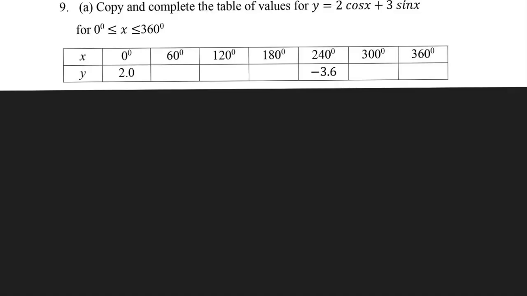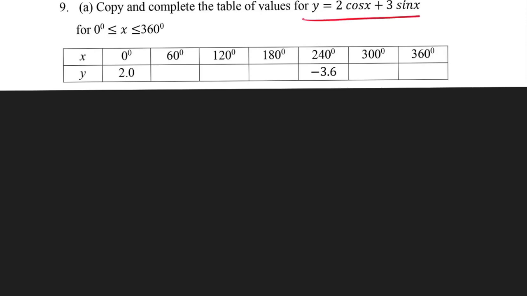All right, question 9a. The question says copy and complete the table of values for y equals 2 cos x plus 3 sine x. For the value of x, it ranges from 0 to 360 degrees. Of course, that's the meaning of this statement. The table has been prepared already. They just want us to calculate.